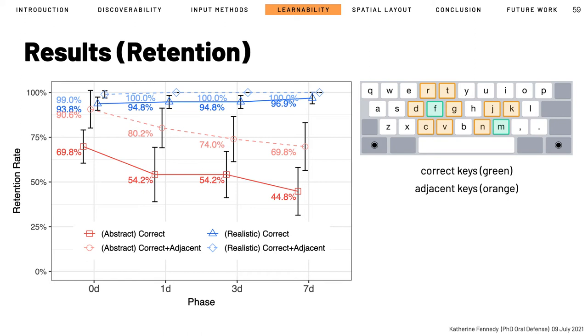If we combine the correct key with the adjacent keys, we can see from the red dotted line that the rate for abstract mapping increases by 25%. This suggests that while retention for new mapping is not perfect, participants could still estimate the general area where the item was located even after 1 week. And this is good considering that realistic mapping benefits from years of exposure and practice, while abstract mapping was only used for 15 minutes.